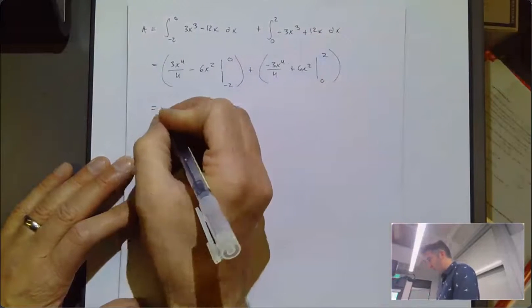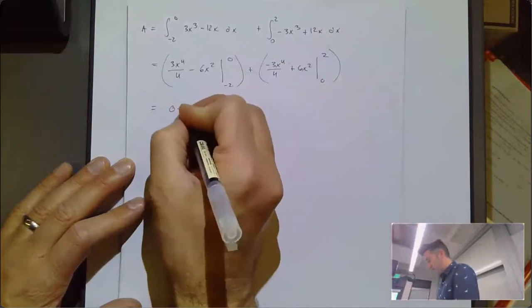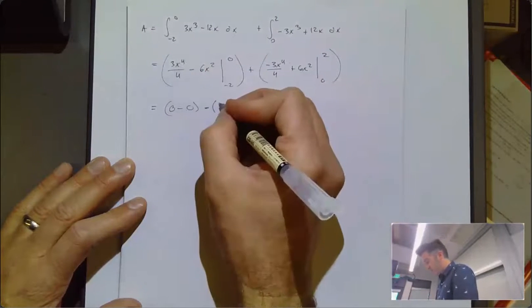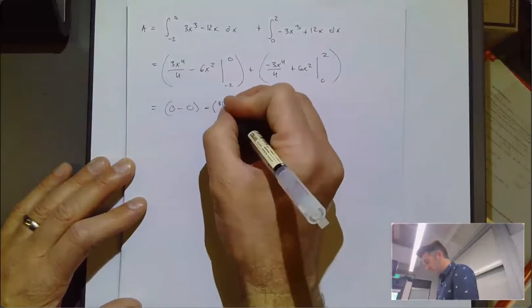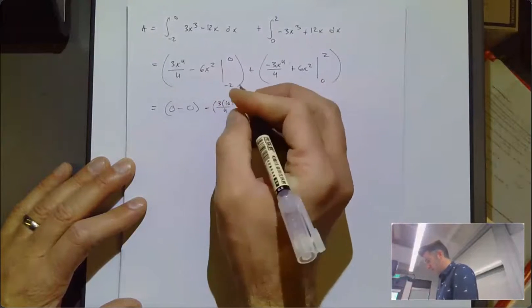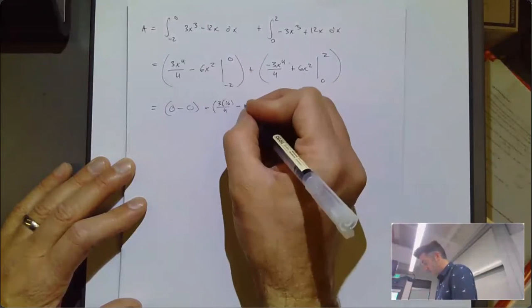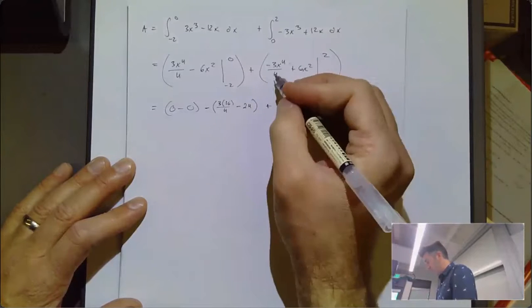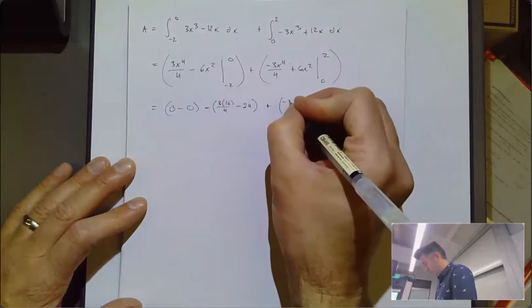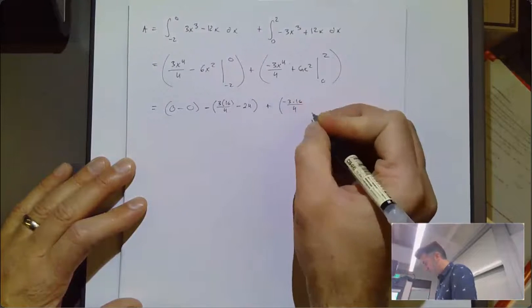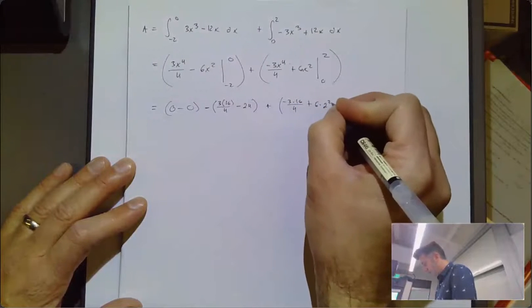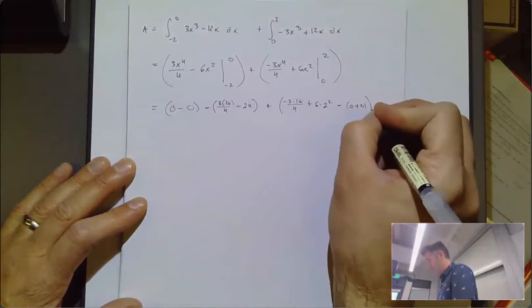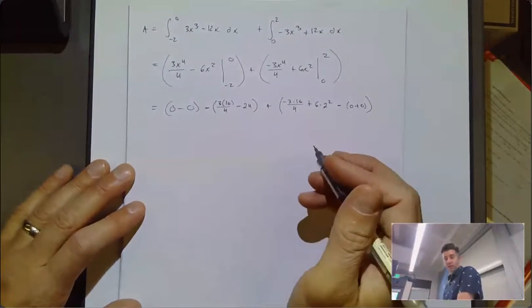And then plugging in 0 first, we get 0 minus 0, minus plugging in negative 2, we're going to get 3 times negative 2 to the fourth, which is 16, over 4, minus 6 times negative 2 squared, which is 6 times 4, which is 24. Plus, then we plug in 2 here, we get negative 3 times 16 over 4 plus 6 times 2 squared, minus 0, minus 0, plus 0. There is some symmetry here, which is why the numbers are coming out similar.